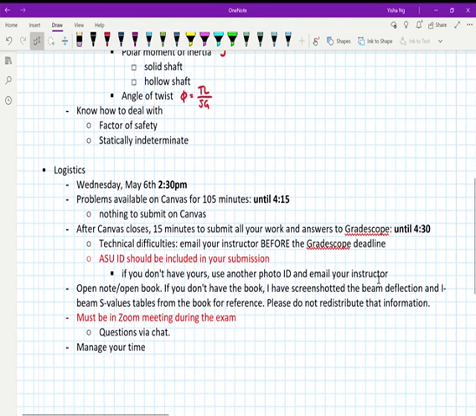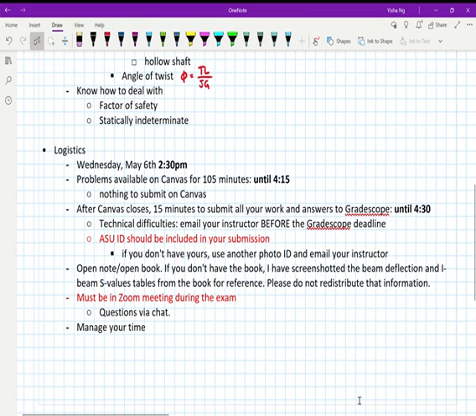As far as logistics, your final's on Wednesday, May 6th, starts at 2:30. The problems are going to be available on Canvas for 105 minutes, so that would be until 4:15. There isn't anything to submit on Canvas this time, you just look at the problems on Canvas. And then after Canvas closes, you have an additional 15 minutes to take pictures and submit all of your work and answers on Gradescope, so that will be open until 4:30.